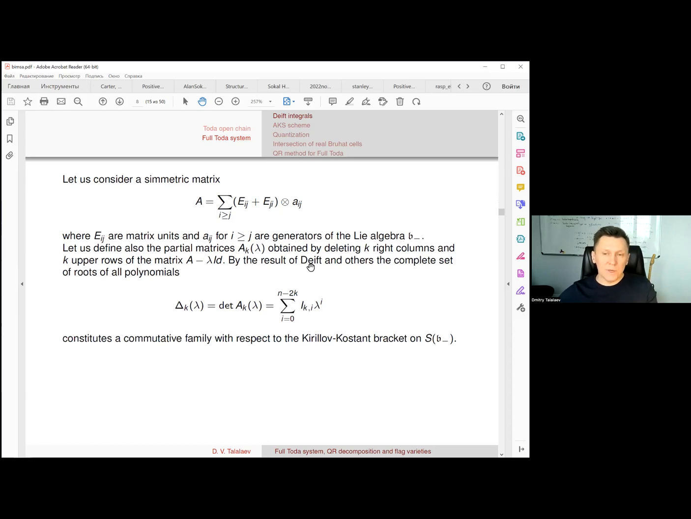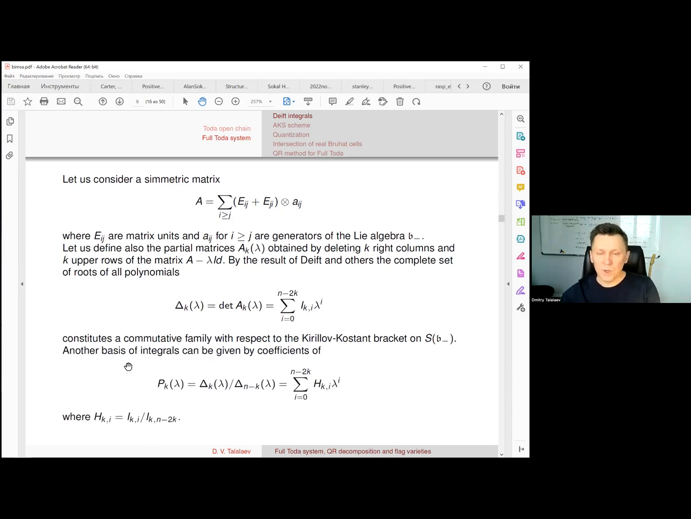And the result of Date and his co-authors states the following: that the complete set of roots of all characteristic polynomials of such matrices constitutes a commutative family with respect to a Poisson bracket induced by the Kirillov Poisson bracket on this Poisson algebra, the symmetric algebra of the lower triangular Borel subalgebra.